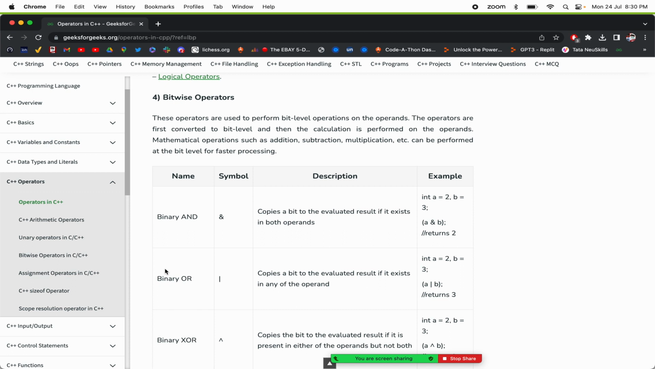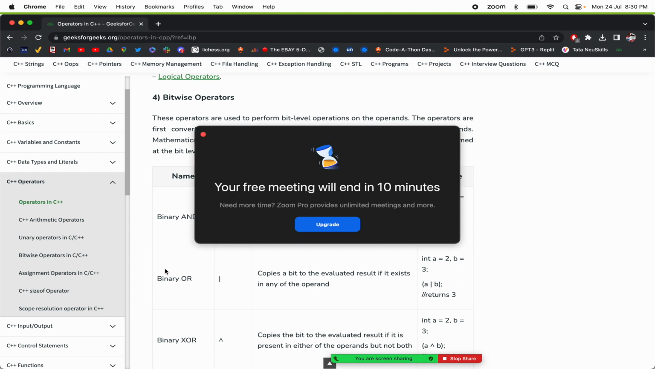So the operators are first converted to bit level and then the calculation is performed on the operands. Mathematical operations such as addition, subtraction, multiplication, etc. can be performed at the bit level for faster processing. So we have binary AND, right? We are just going to check all of this out in brief, and in detail we are going to see it later, in the next few chapters.